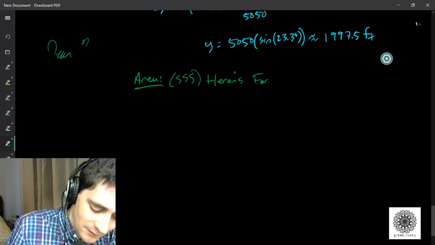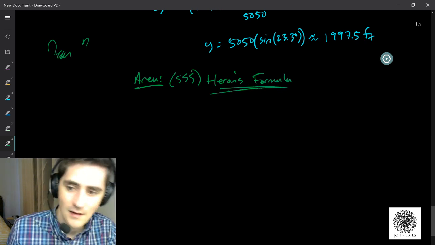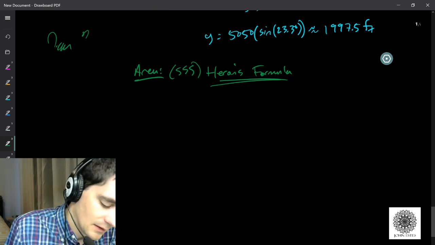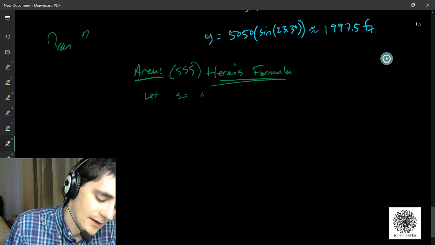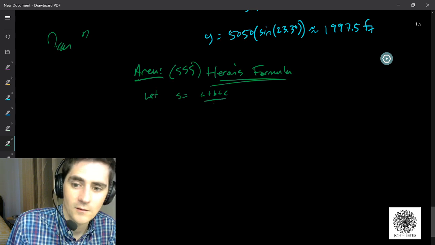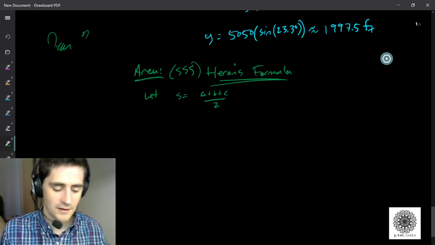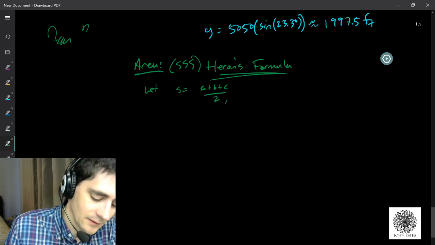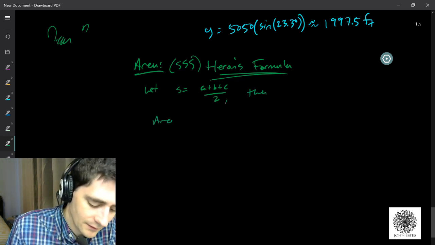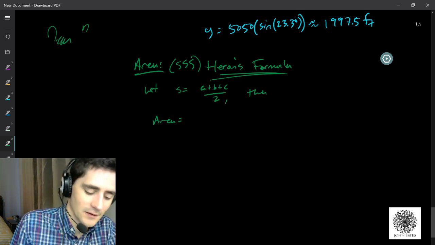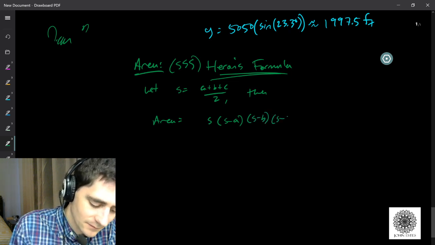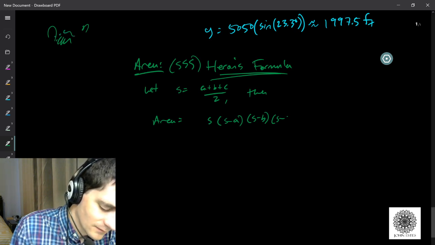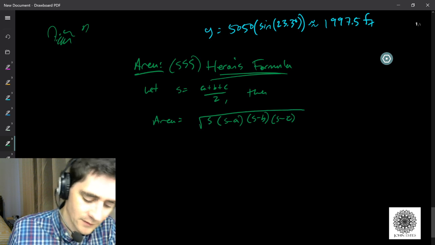Sorry, my screen is not being responsive sometimes. Okay, and what we first want to do is let's let s, we call this value s, be a plus b plus c all over 2. Okay, so we're adding up all the sides of the triangle and dividing by 2. All right, then the area is this interesting formula: s times s minus a times s minus b times s minus c, and we take the square root of all of that.